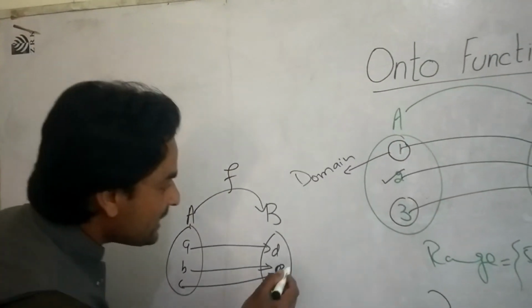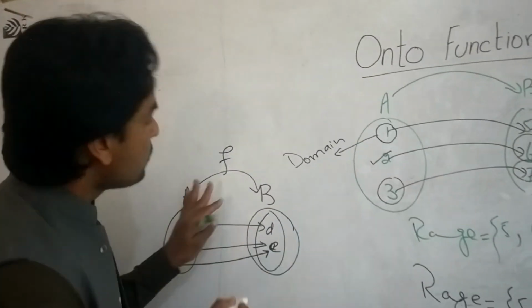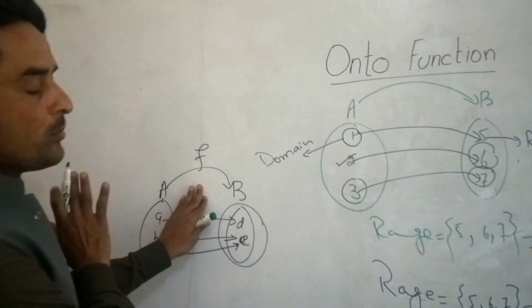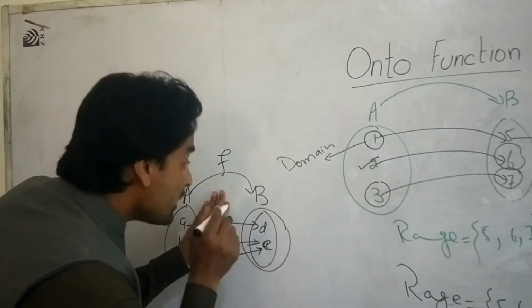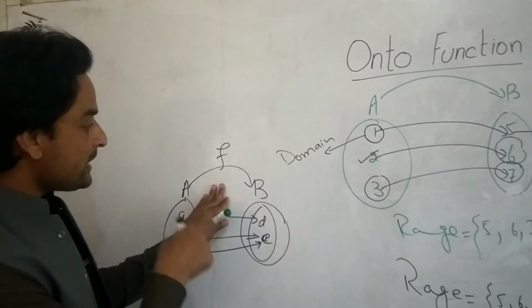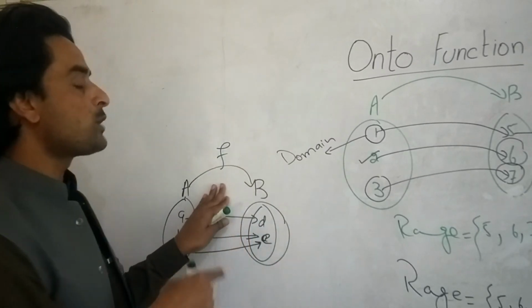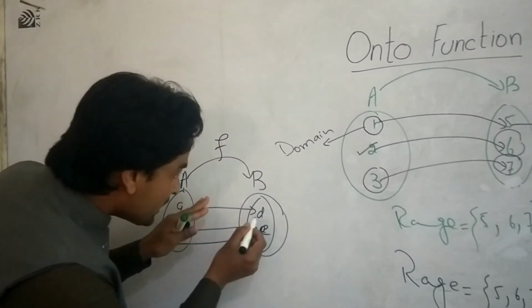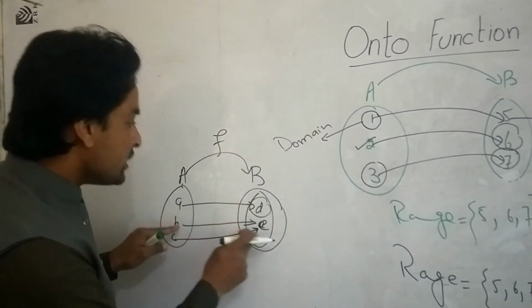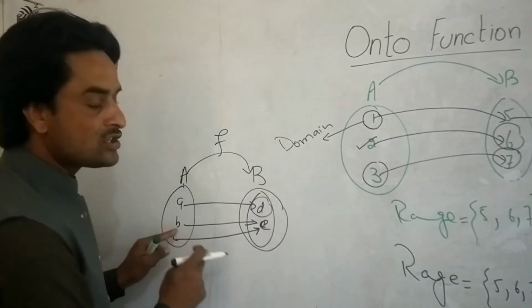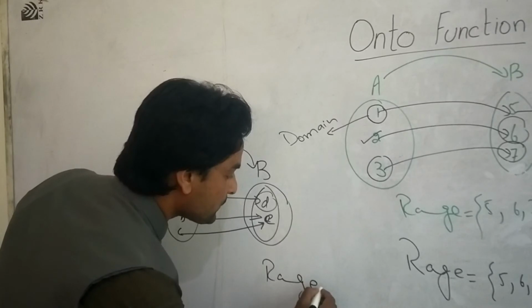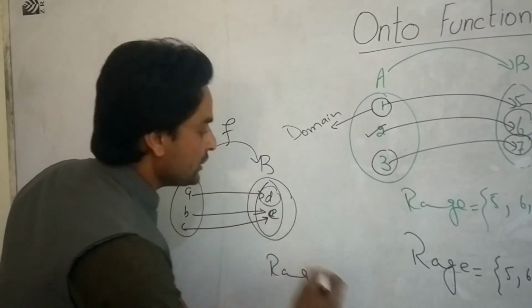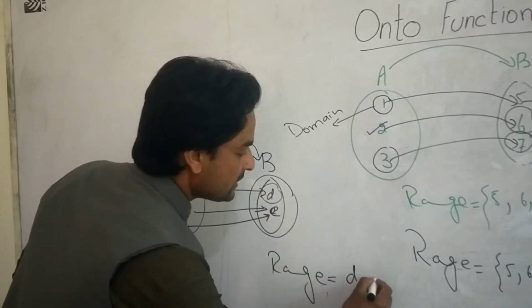Look here at the range value. Don't look at the domain value. Just look here, whether each and every element takes part in the function process or not. So look here, D is busy with A, E is busy with B and C. So our range is D and E.